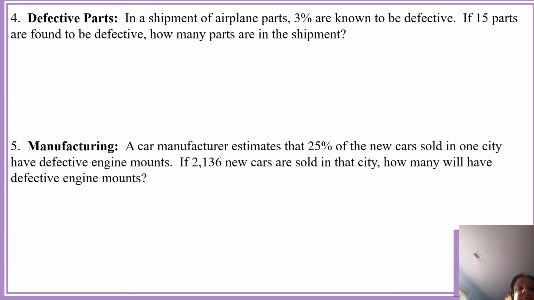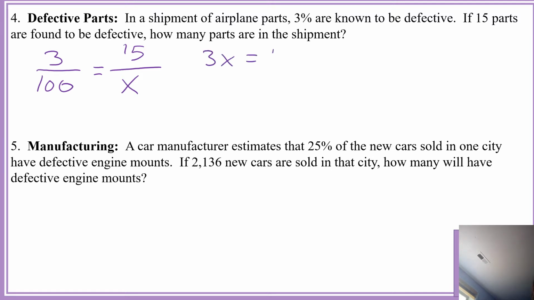All right, defective parts. In a shipment of airplane parts, 3% are known to be defective. If 15 parts are found to be defective, how many parts are in the shipment? So 3% are defective, so 3 out of every 100. If we have 15 defective, how many did we make altogether? So we have 3x equals 15 times 100. We're going to divide by 3. So we made 500 parts.